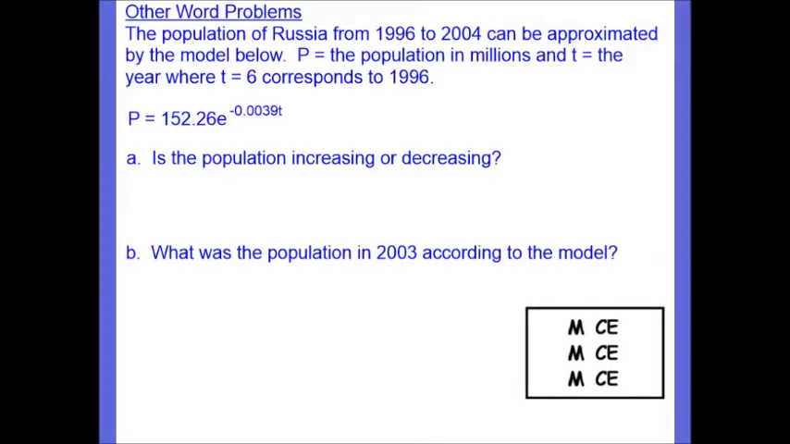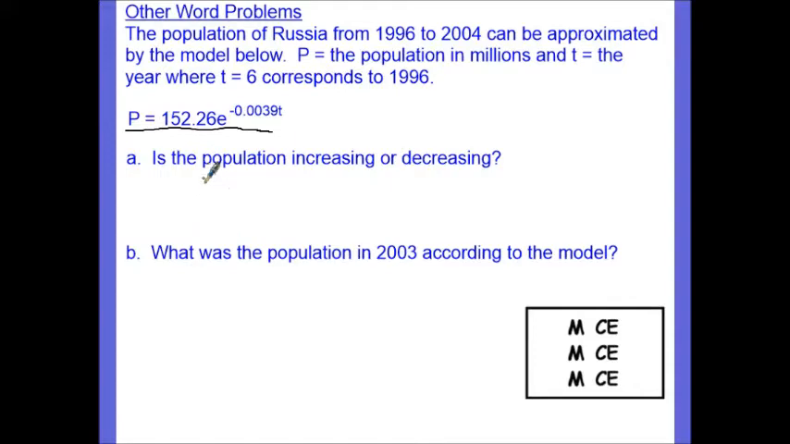Alright, and of course there are other types of word problems we can talk about with these exponential things, and one is population. Basic populations usually follow exponential curves, so here we go. We've got something here about Russia and its population, based on this formula. First question: is the population increasing or decreasing?